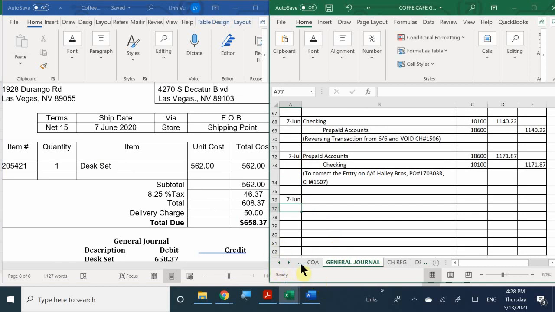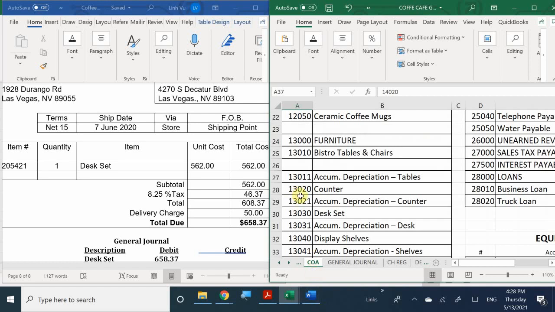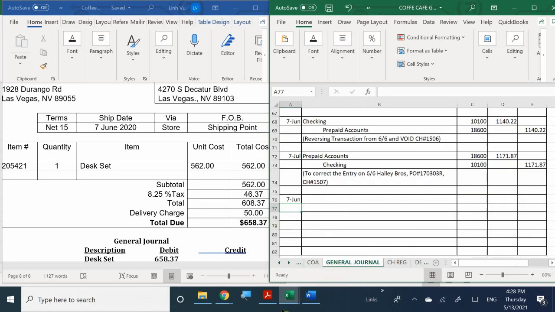Check out your chart of accounts to see if you see any desk set. 130.30. Perfect. And last but not least, if we're not going to pay it today and we're going to wait to pay for it later, what is our account going to be? Accounts payable. So desk set once again was 130.30. The accounts payable account was 20,000, I think.